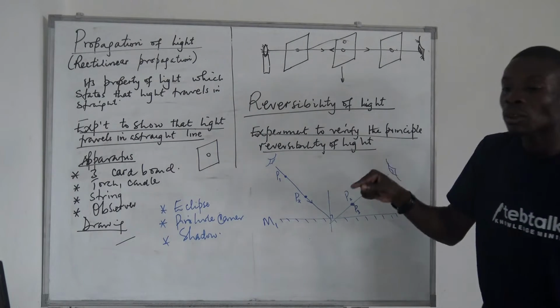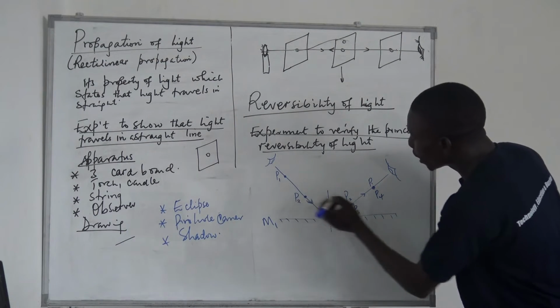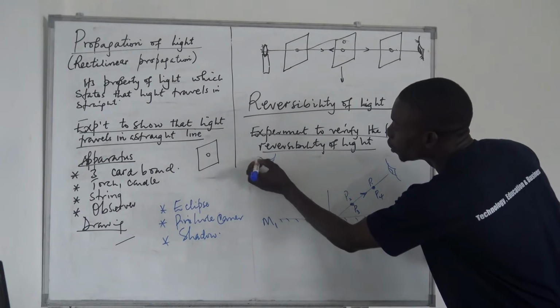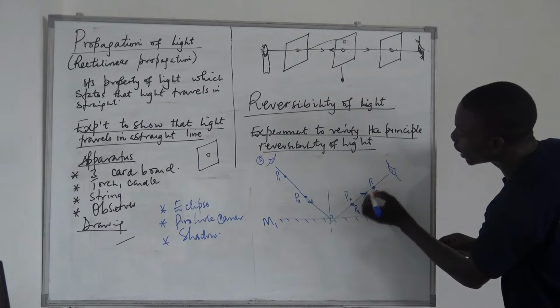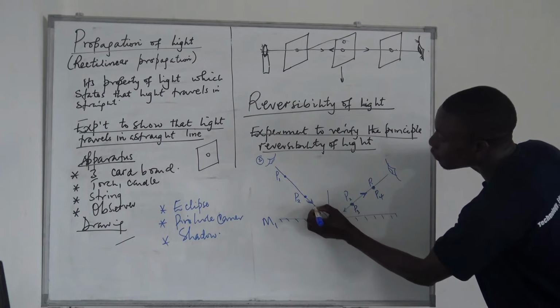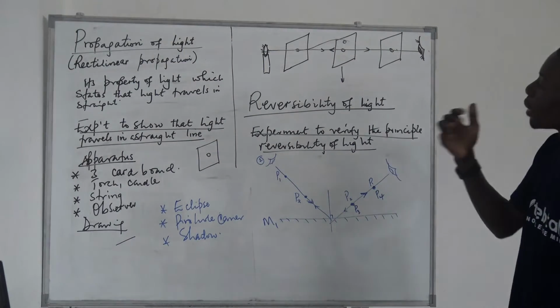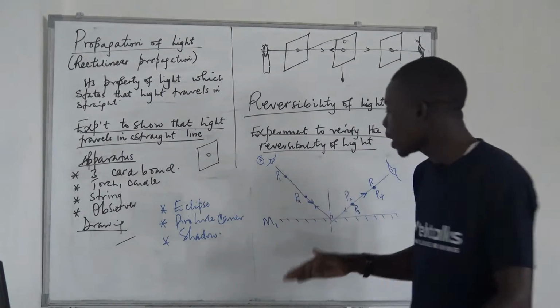That means that the path of light can be reversed. Initially it was traveling from this, coming to your eyes. Isn't it? But now you have shifted your eyes to position 2. You have brought the other two pins to the other side. Now it is traveling from these pins, reflected into your eyes. Is that okay? That is the principle of reversibility of light, that the path of light can be reversed.